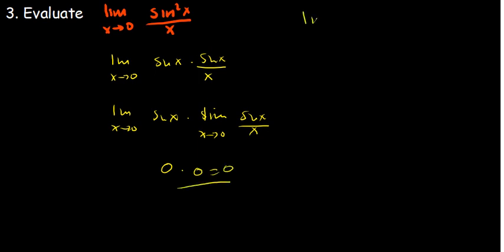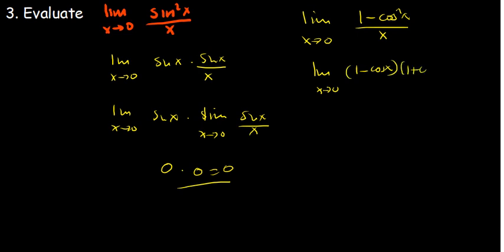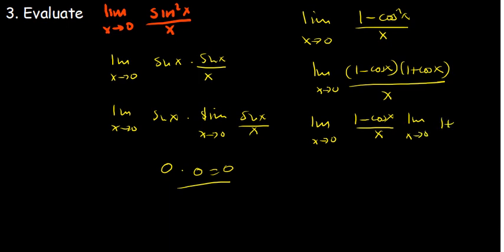We could as well have taken it in another way. The limit as x approaches 0 of sine squared x over x, we can write it as 1 minus cosine squared x divided by x, and that will give us the limit as x approaches 0. We have got a difference of two squares. 1 is the same as 1 squared, so that will be 1 minus cos x, and then 1 plus cos x, and then divided by x. And that will give us the limit as x approaches 0 of 1 minus cosine of x divided by x, and also the limit as x approaches 0 of 1 plus cosine of x.